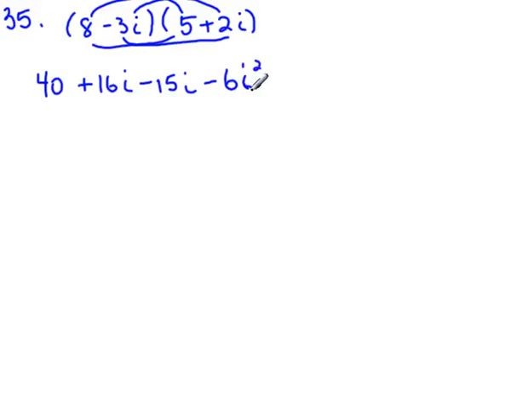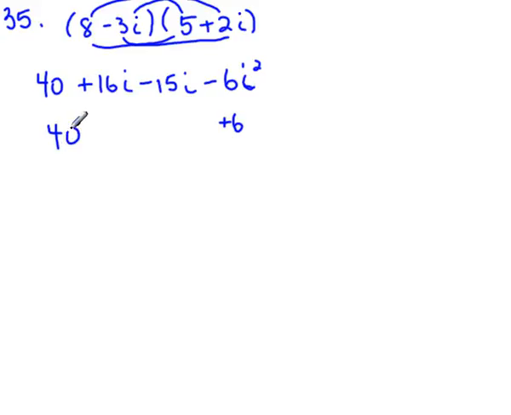Remember, i times i is i squared. And now for this you have to remember that i squared stands for negative 1. So this is like saying negative 6 times negative 1, which of course is positive 6. So just remember the rule that an i squared just changes the sign of the number.